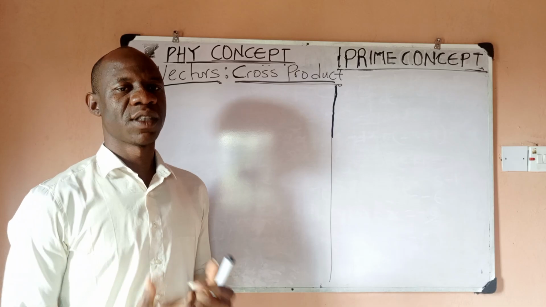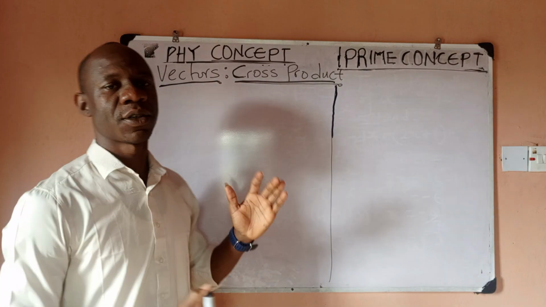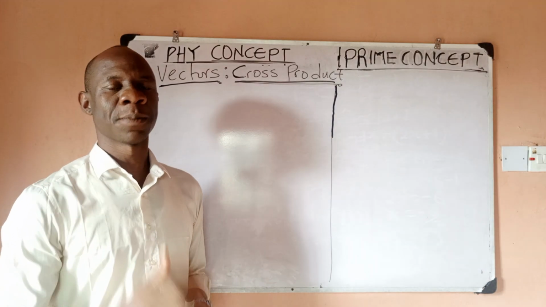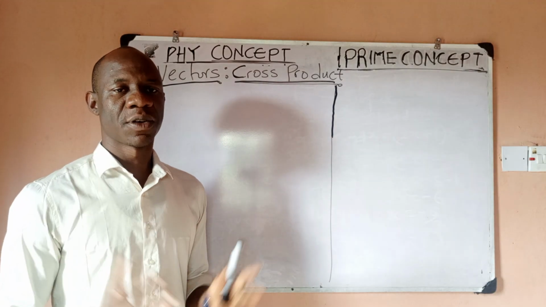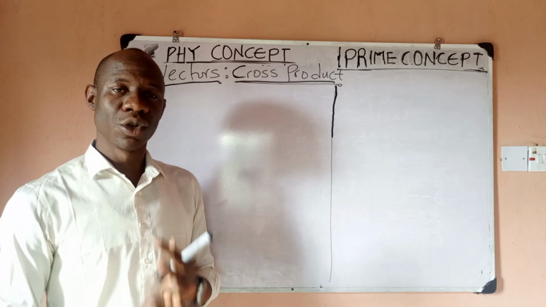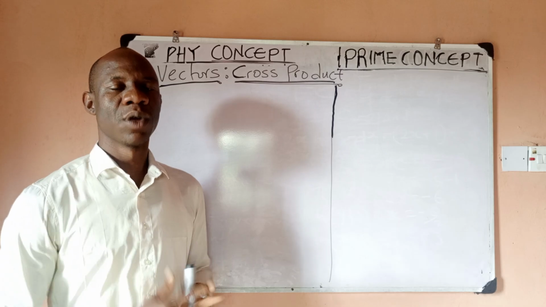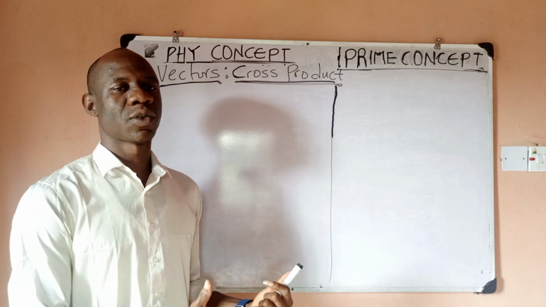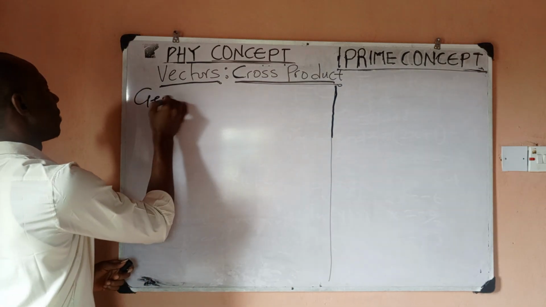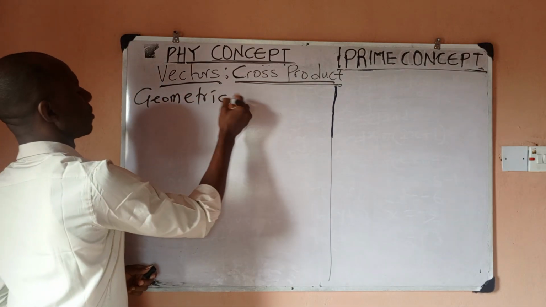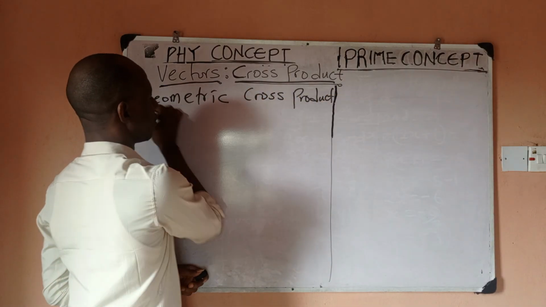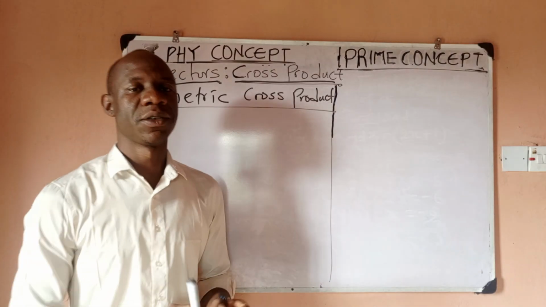In this video, we want to continue with our concepts of vectors. Remember in our previous video, we established cross product. We mentioned that there are two types of cross products, which are the arithmetic cross product and the geometric cross product. In that video, we were able to explain arithmetic cross product. So in this video, we're going to look at geometric cross product, which is very important and very easy to understand.